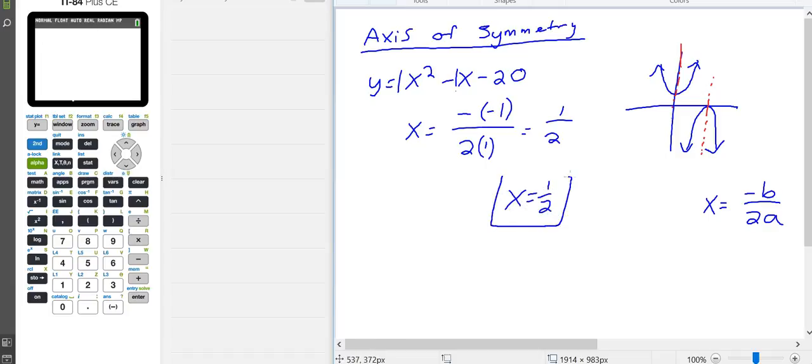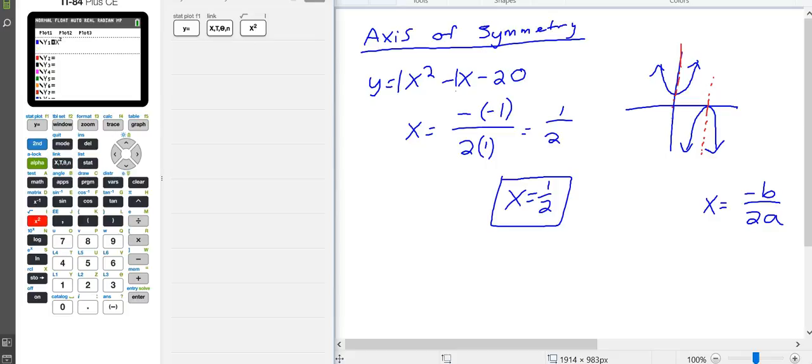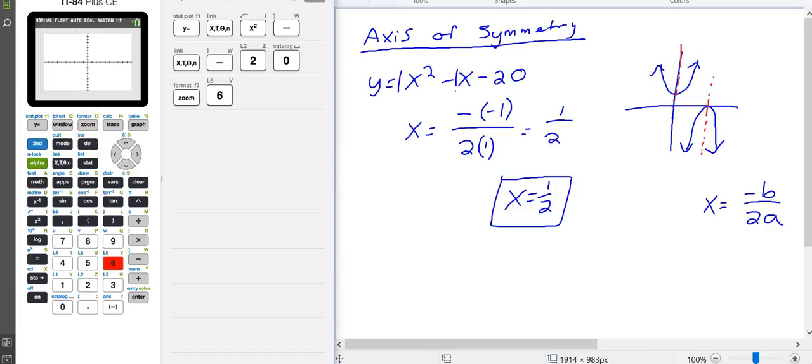Let's graph this equation and see if the axis of symmetry makes sense. We're going to go into y equals, and we're going to graph 1x squared, or just x squared, minus 1x, or just minus x, minus 20. And then we're going to use zoom 6, ZStandard. And it looks about accurate that the axis of symmetry should be somewhere at x equals 1 over 2. Somewhere over there. Let's look at another example.